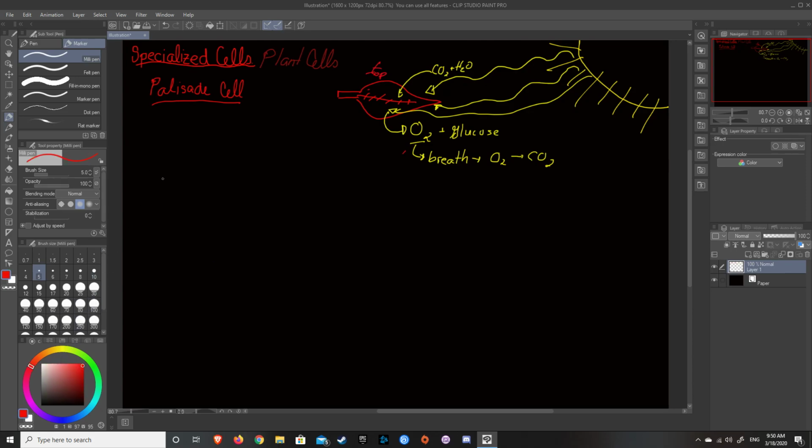I like drawing in red because it shows a nice contrast. So the Palisade cell, I'm going to draw it a little bit bigger because it's more difficult to draw than the other one. So you draw one layer, and inside that one layer you draw a second layer. This is going to be a bit tougher for me on this trackpad. So you draw a second layer.